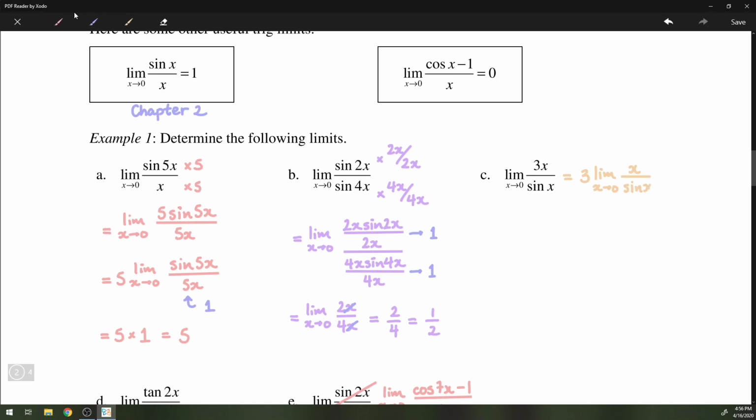All right. And then we can rewrite x over sine x as the reciprocal. So we can rewrite it as 1 over sine x over x. And of course, that's useful because we know the limit as x approaches 0 of sine x over x is going to be 1. So now we just have 1 over 1, which of course is 1. So we have 3 times 1, which is 3.